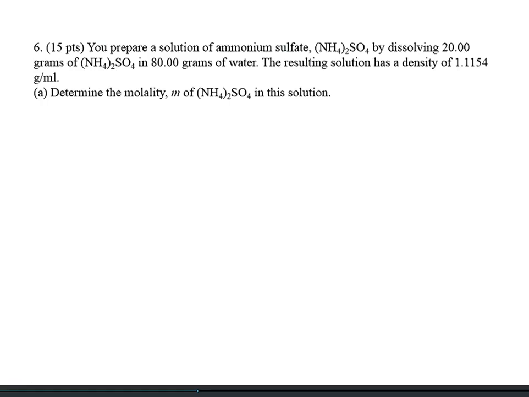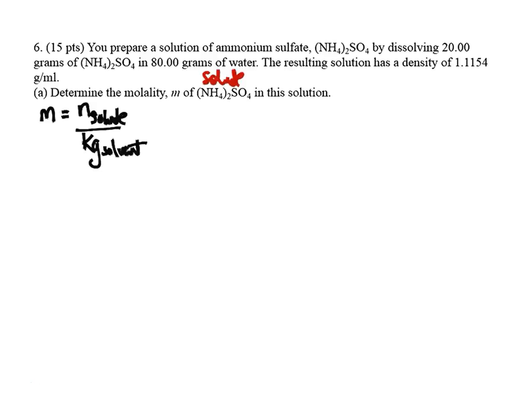Number 6. So we're preparing a solution of ammonium sulfate by dissolving 20 grams of ammonium sulfate in 80 grams of water. We have the density of the resulting solution. Part A is to calculate the molality. So molality is moles of solute per kilogram of solvent.